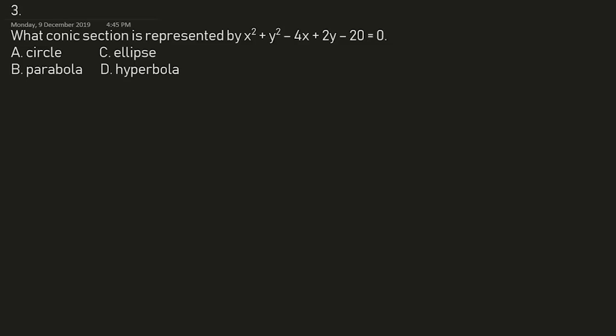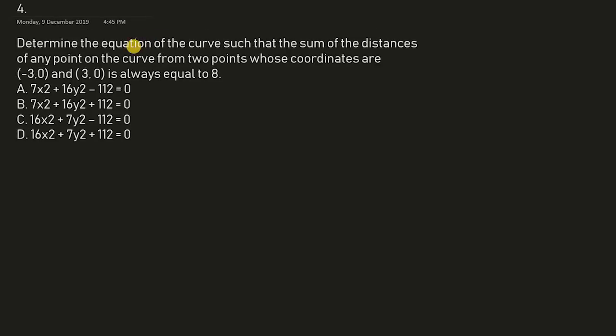What conic section is represented by this equation? So, if you notice, the coefficients of x and y are the same. They are both 1. So, I can conclude that this is a circle. That's how I conclude it, guys. This is a circle. So, that's A. Sorry, guys, so that's it. A is the answer. Nice one. Let's go next. Determine the equation of a curve such that the sum of the distances of any point on the curve from 2 points whose coordinates are negative 3, 0 and 3, 0 is equal to 8.